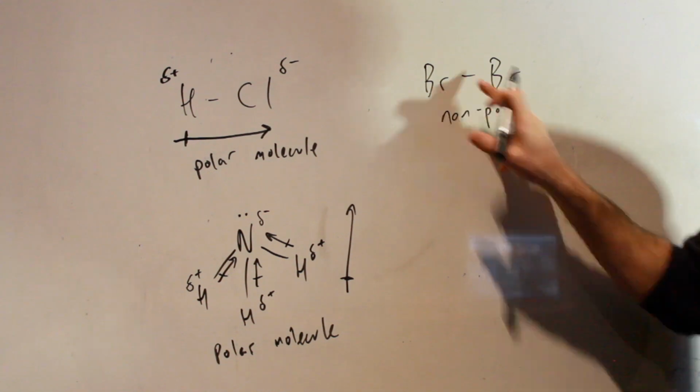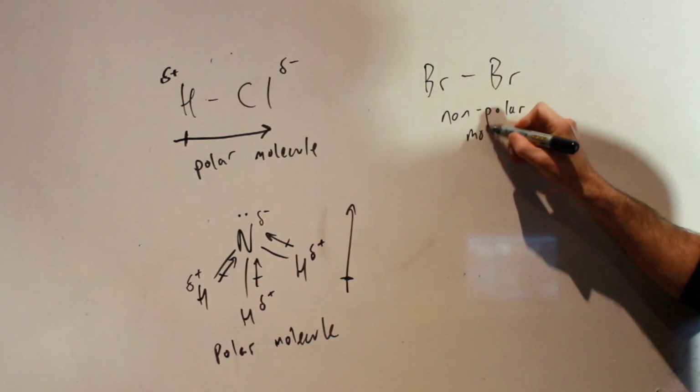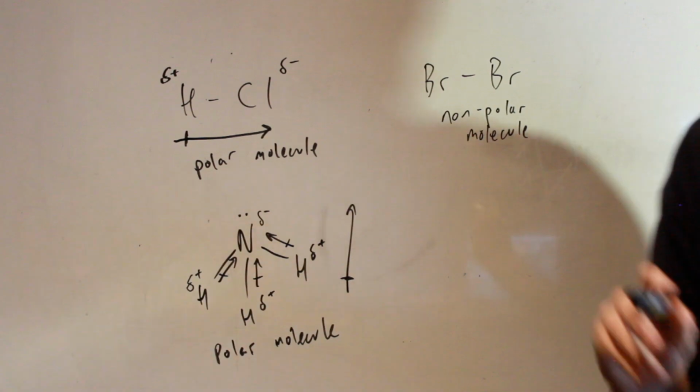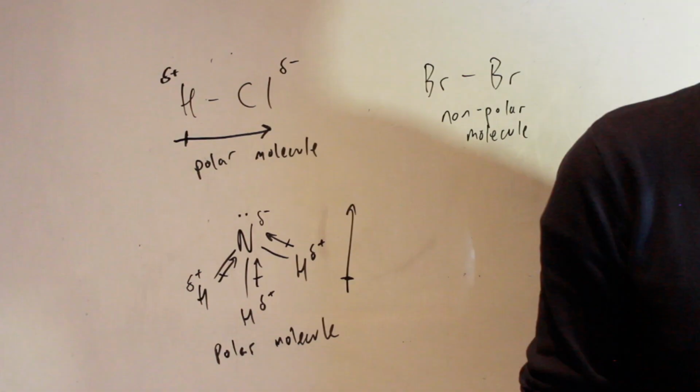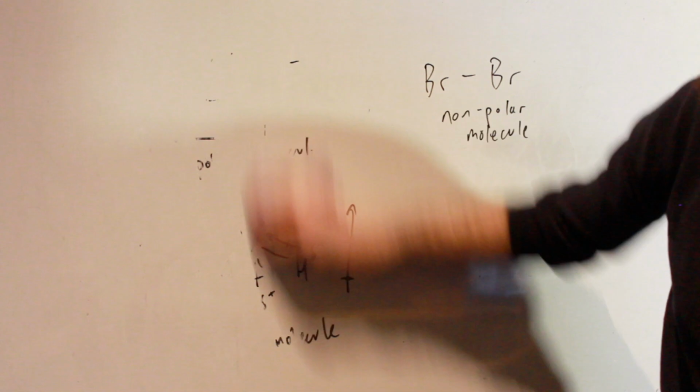This is a non-polar bond, so this is going to be a non-polar molecule. It has no poles. Let me go back to my slides to see what I got next. Let's consider CHCl3 versus CCl4. So I'm going to draw both of these.